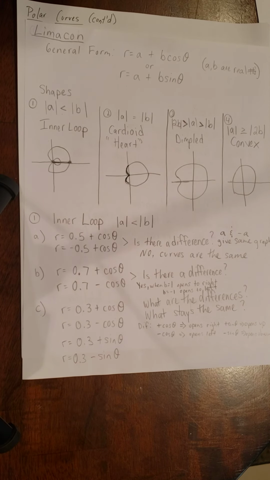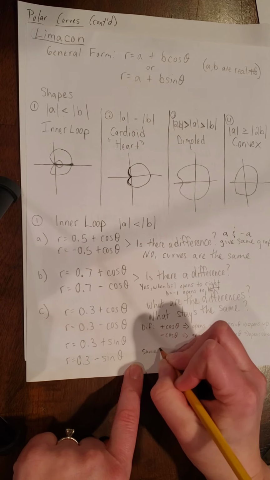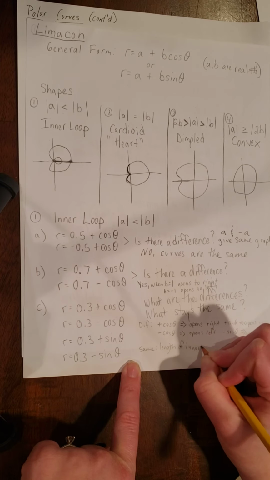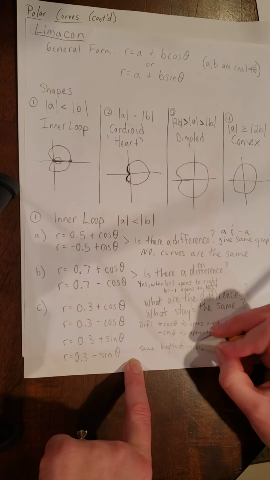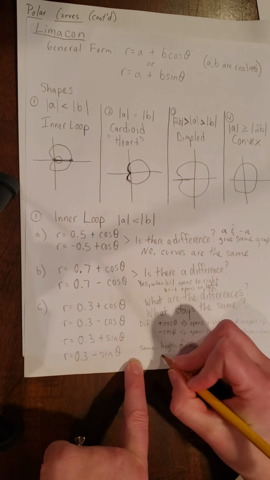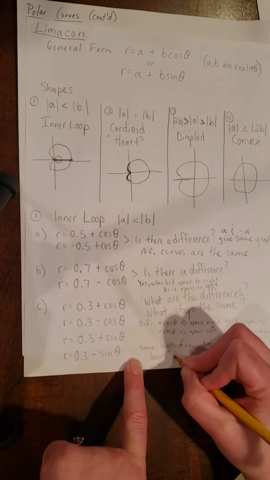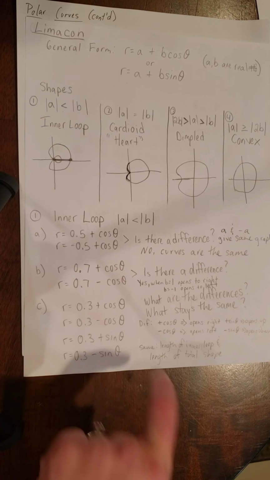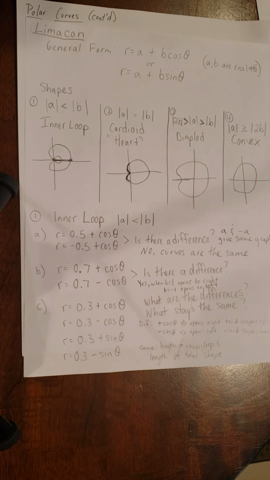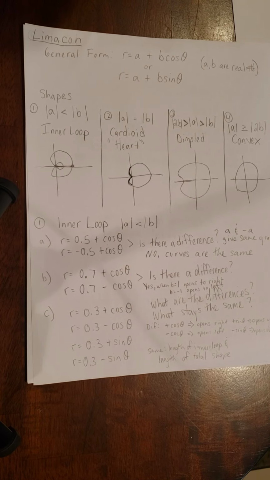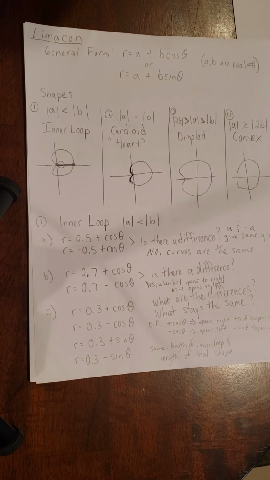Now, what stays the same? Well, we saw the length of the inner loop and the length of the total shape from that intersection of the loops. So what we need to explore right now is how do we find the length of the inner loop and how do we know the total length of its shape?